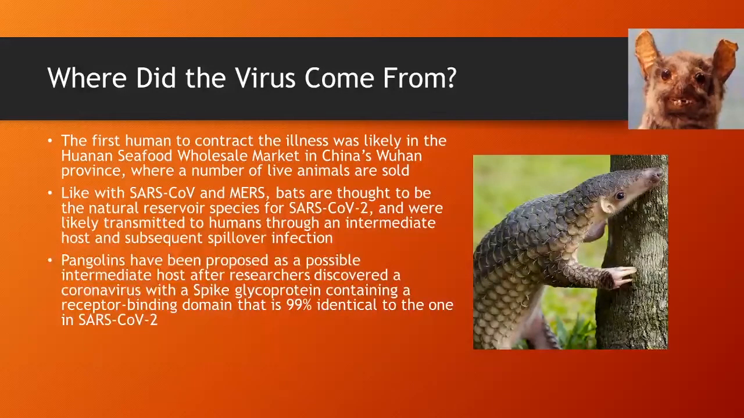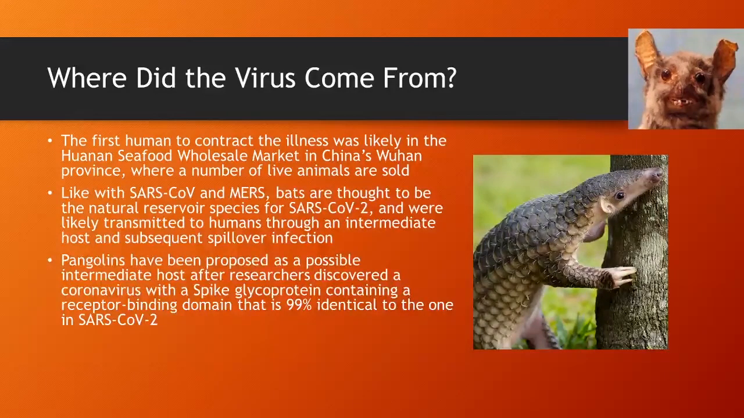Pangolins have been proposed as a possible intermediate host after researchers discovered a coronavirus with a spike glycoprotein. So again, the spike is the thing that does the infection. It contained a receptor binding domain that is 99% identical to the one in SARS-CoV-2.